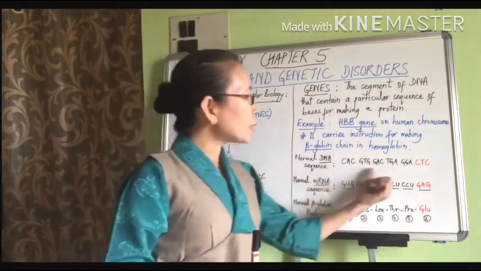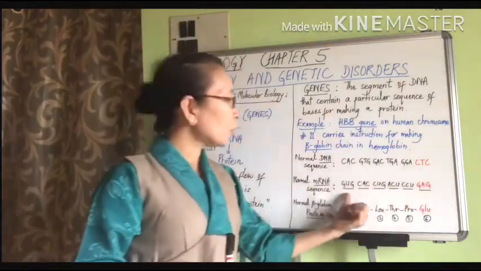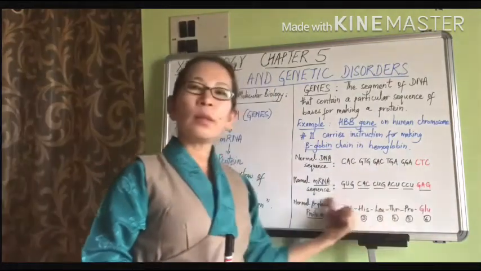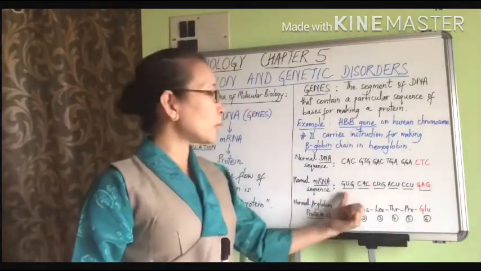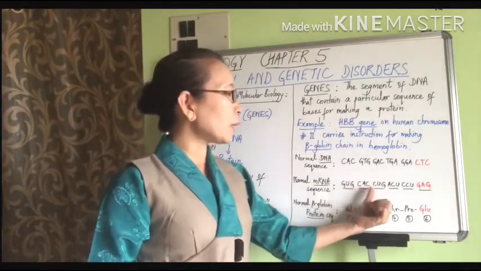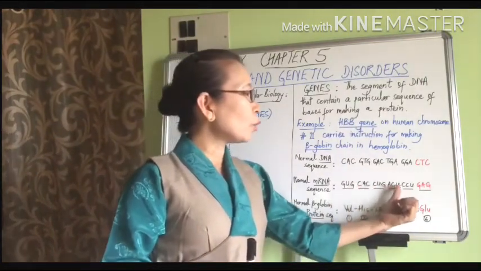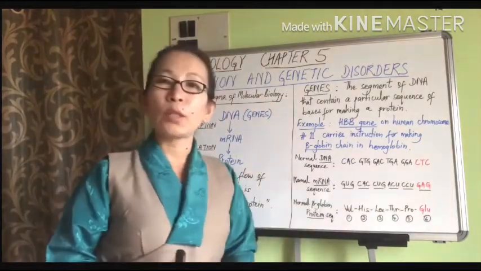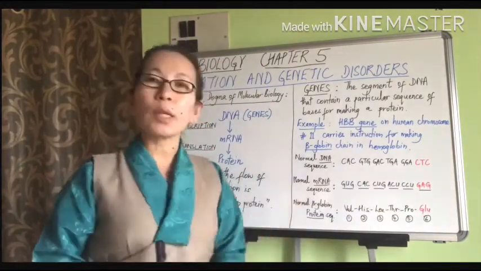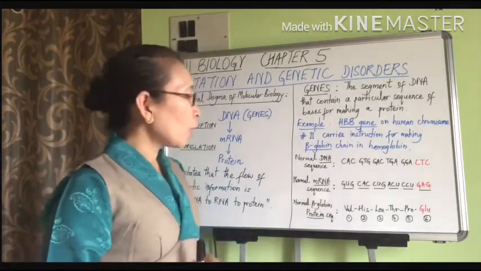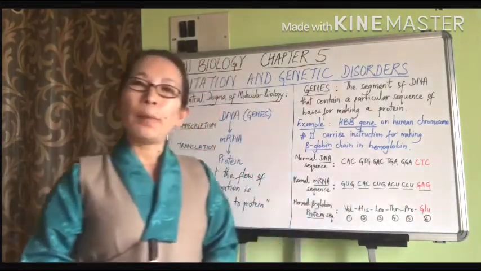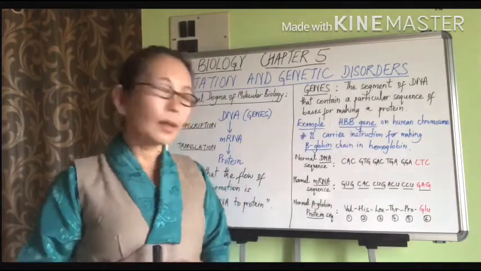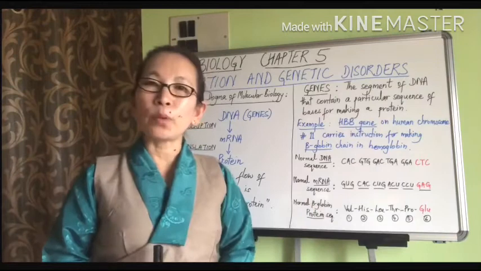Since this is the normal DNA sequence, the normal mRNA sequence copied from this DNA would read like this: GUG, CAC, CUG, ACU, CCU, GAG. You need not memorize all of these sequences. They are just for your information. Now, from such a normal mRNA, we are going to synthesize the protein, and the protein is beta globin protein.